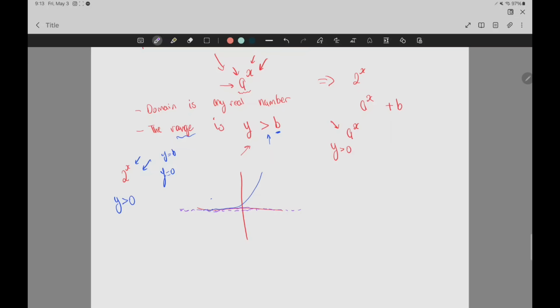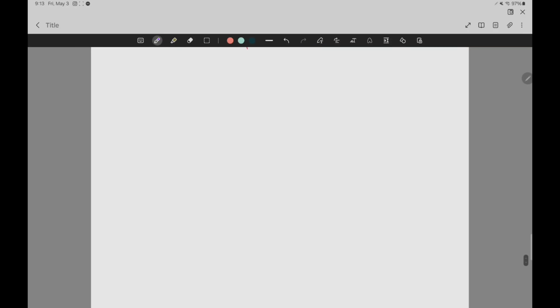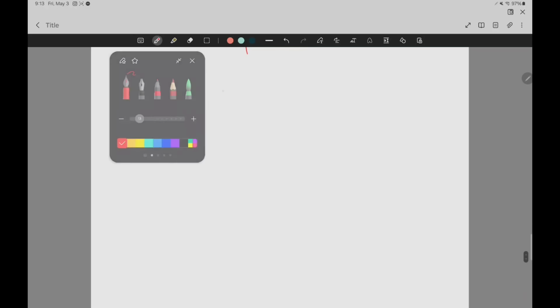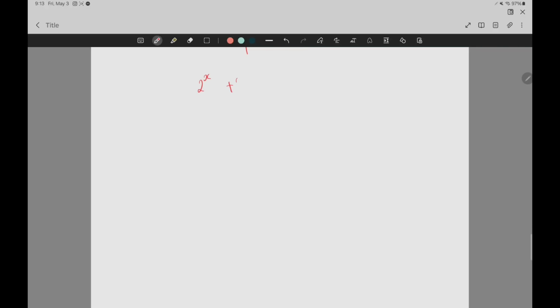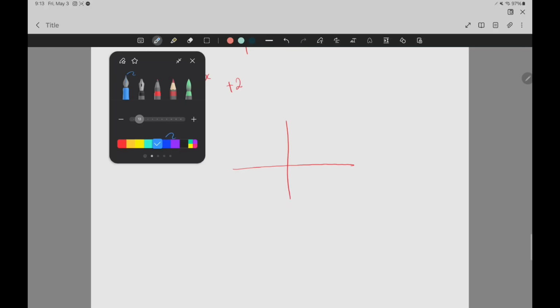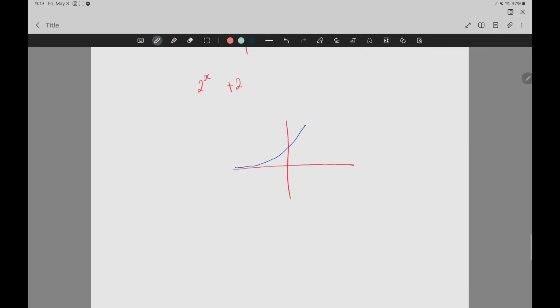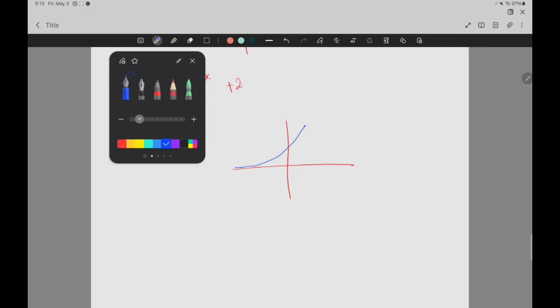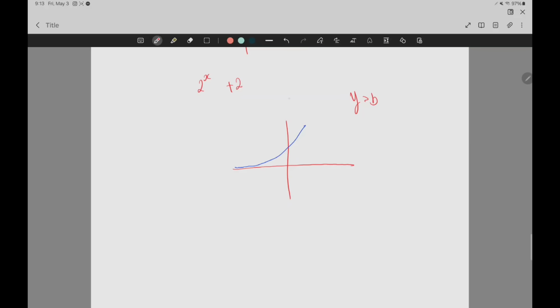This is the asymptote. How about y equals 2 to the x plus 2? Well, now it's going to be a similar graph, except it's not going to look like this. We said that the range is y greater than b. And in this case, our b is 2, so y has to be greater than 2. So do you think that the graph is going to start from here? No, 2 is all the way up here. So our y has to start from up here. It has to start from 2.